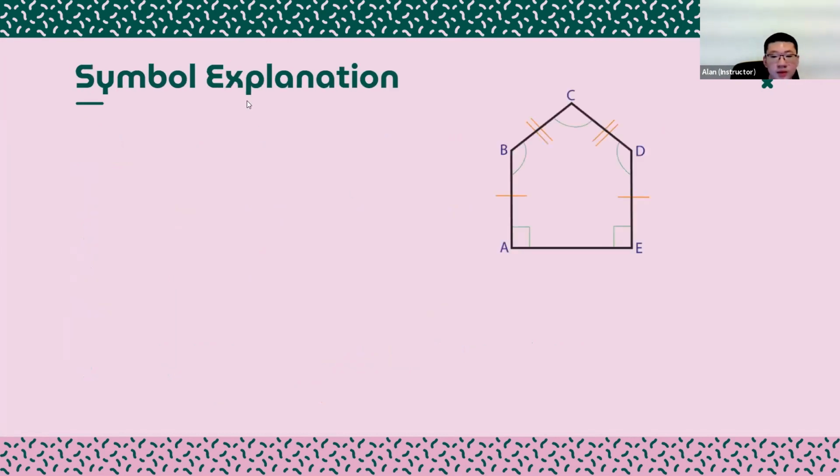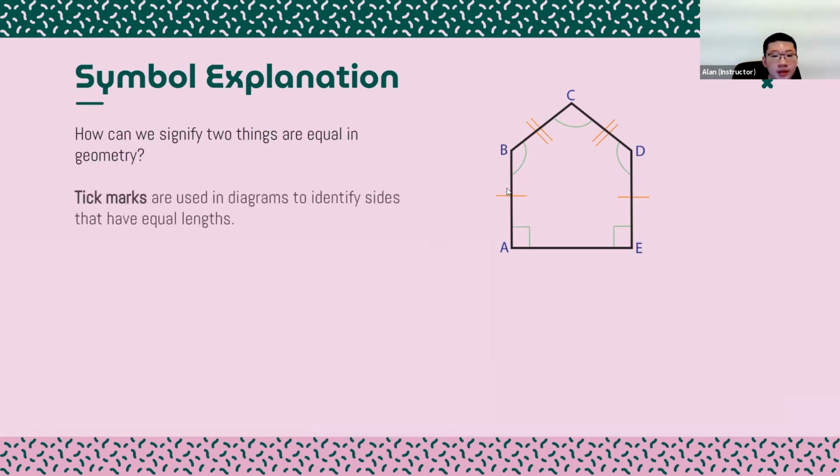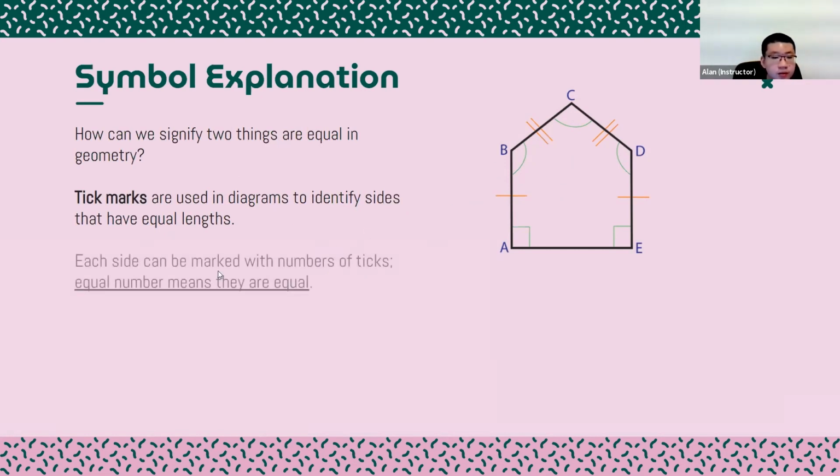Now I'm going to explain some symbols that will be used. We're going to be using these symbols in slides in the future. How can we signify that two things are equal in geometry? For side lengths, we usually use something called tick marks, which identify sides that have equal lengths. Each side is marked with a certain number of ticks, and if two sides have an equal number of ticks, it means they're equal in length.